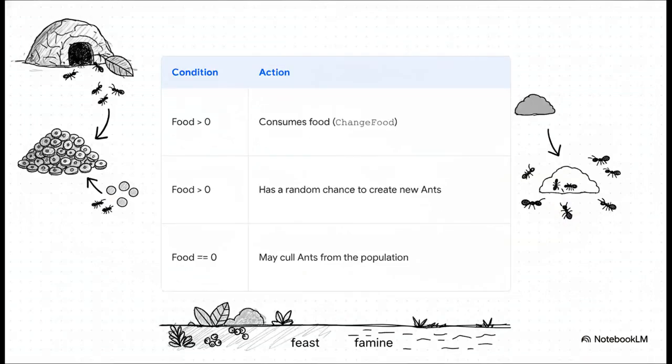And the nests have their own logic too. They aren't just passive buildings. In every stage, they have to consume food based on how many ants they're supporting. If they've got plenty of food, they have a chance to reproduce and make new workers. But if the food runs out, the nest might be forced to cull some of its own ants just to survive. It's a constant, delicate balance of feast or famine.